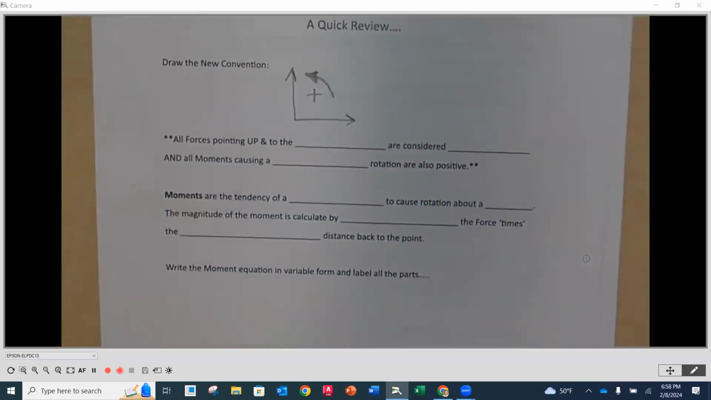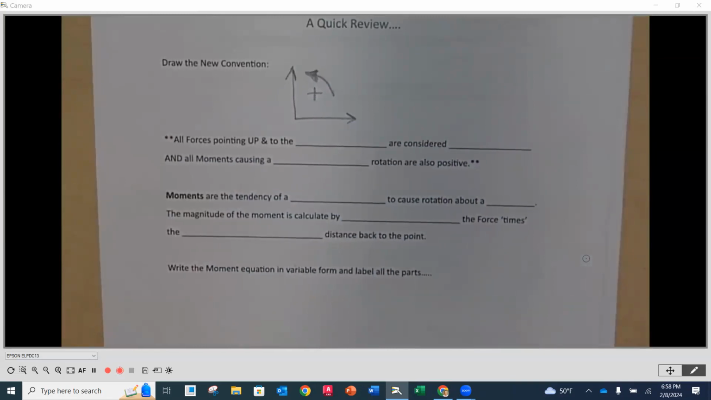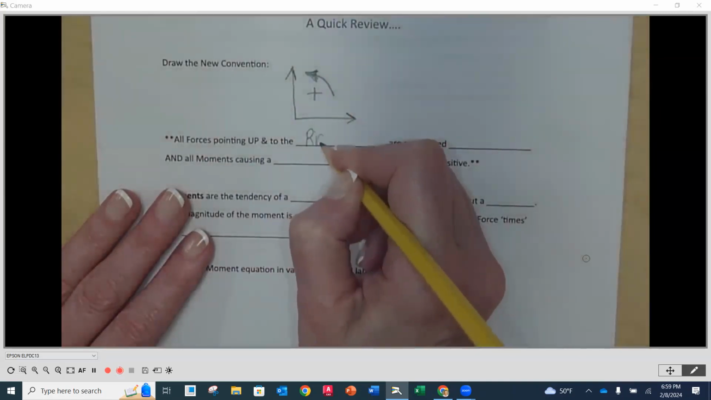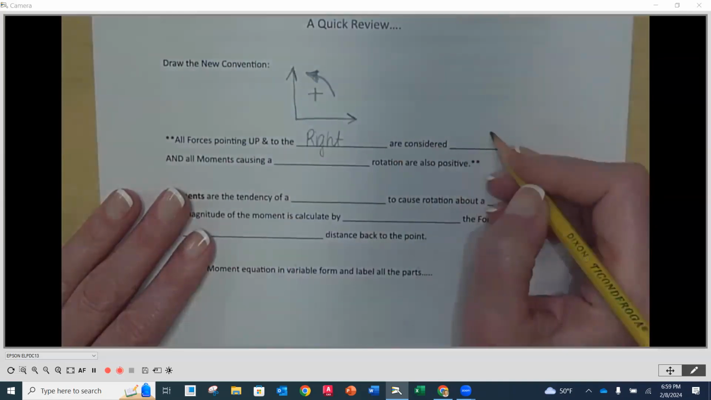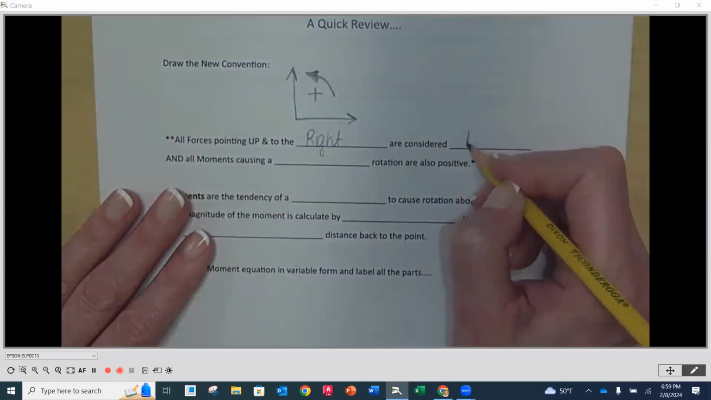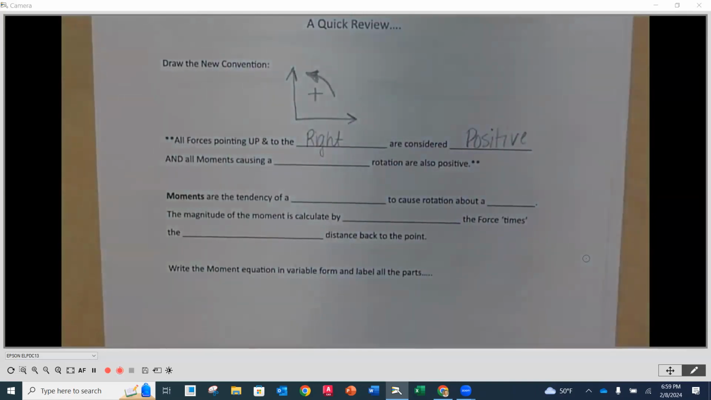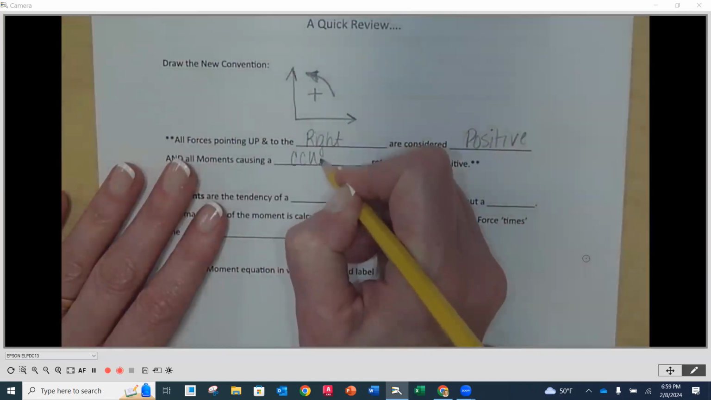Fill in the blank. Get to think like I do. All the forces pointing up and to the blank are considered blank. What do you think? All the forces going up and to the right are considered positive. Shout it out. And all moments causing a blank rotation are also positive. Counterclockwise, excellent.